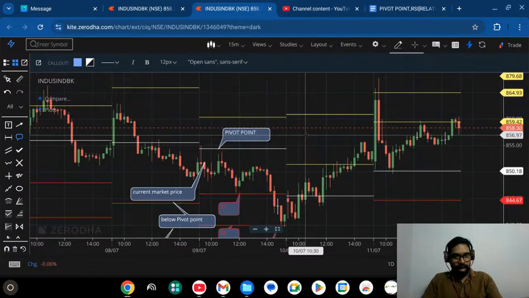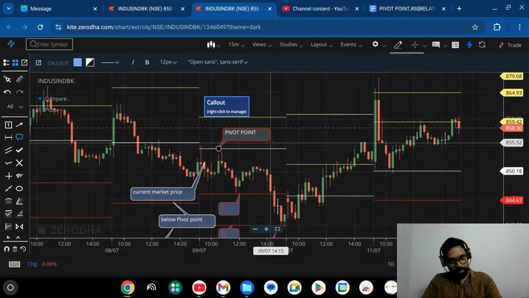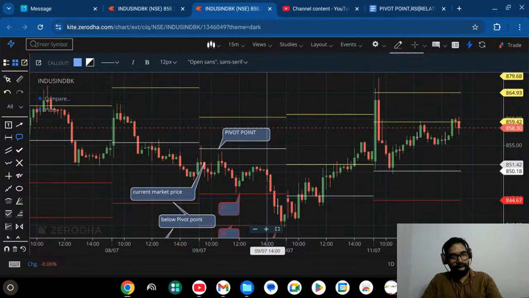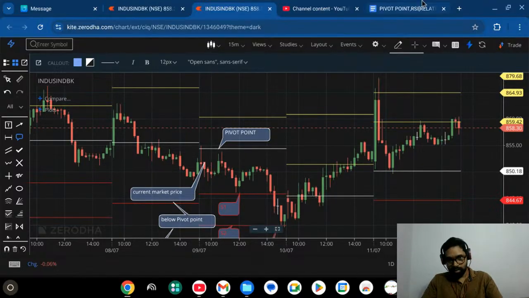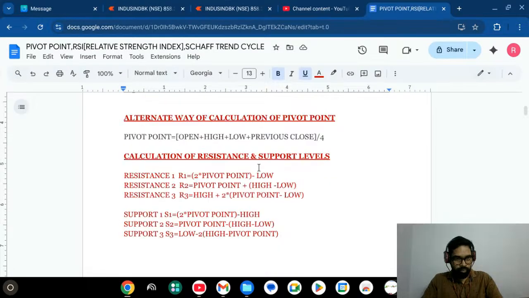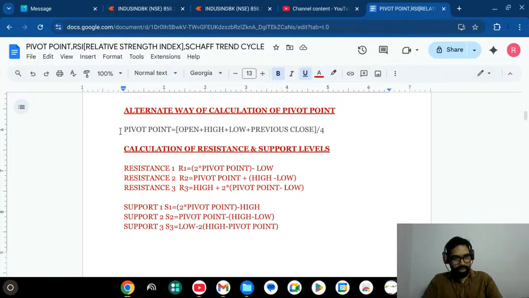One more thing I need to tell you: mathematically also we can calculate the pivot point levels, resistance levels and support levels. I will tell you what it specifies. So what is the mathematical calculation of the pivot point? I will upload this on my channel as well. You can just note it down. Pivot point is equal to open plus high plus low plus previous close, adding these four parameters and dividing by 4.